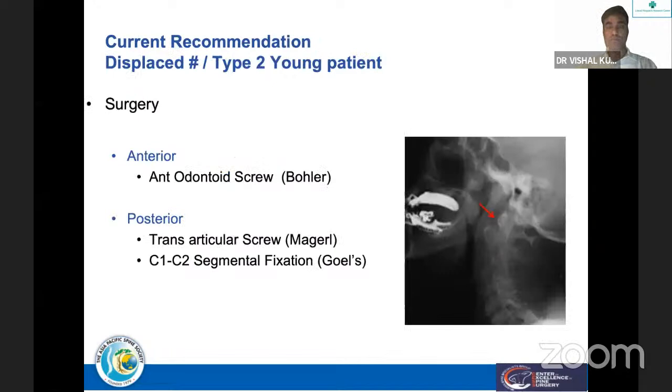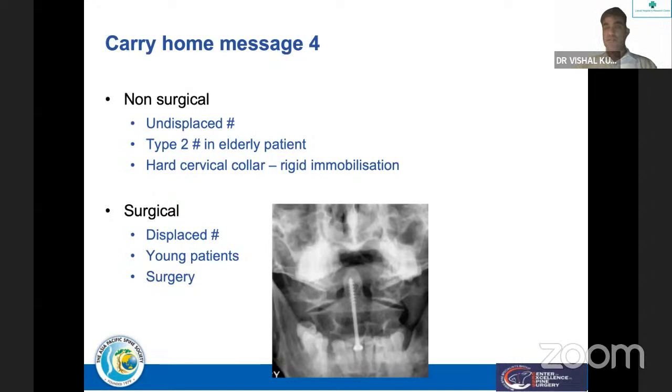However, when it's a displaced fracture, surgery is the mandate and you have to stabilize them, because these are the patients who will not only develop a progressive myelopathy, but can also have catastrophic neurological deficits at a later date. That's why stabilization and surgery is the key in displaced odontoid fractures. And also in very young patients, type 2 fractures, even when undisplaced, surgery is recommended. So the take-home message: non-surgical for undisplaced fractures, with a hard cervical collar, and all displaced fractures and all type 2 fractures in young patients should be managed surgically.